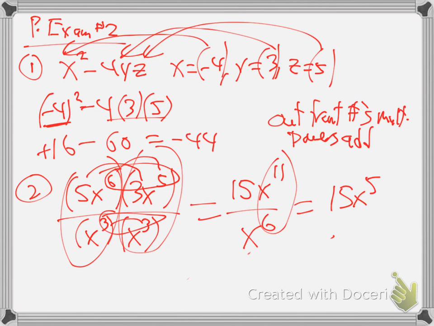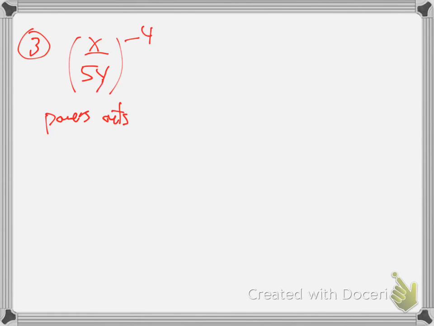Good, let's keep going. Number 3: x over 5y to the minus 4. All right. What rule do we work with here? You're multiplying outside parentheses. Good. Exactly, Jose. Powers outside parentheses multiply powers inside parentheses.